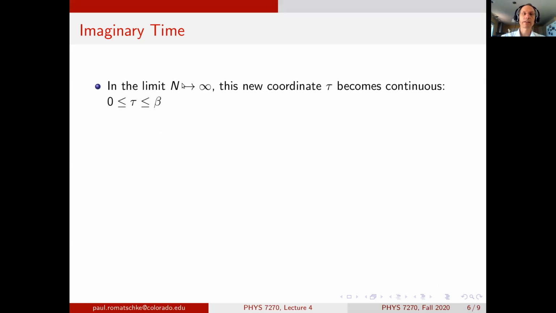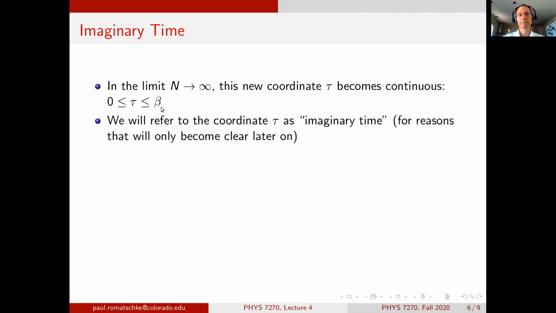In the limit where we take the number of insertions n to infinity, the new coordinate tau becomes continuous, and it ranges in between 0 and beta. For reasons that will only become clear later on, we will refer to this coordinate tau as imaginary time.